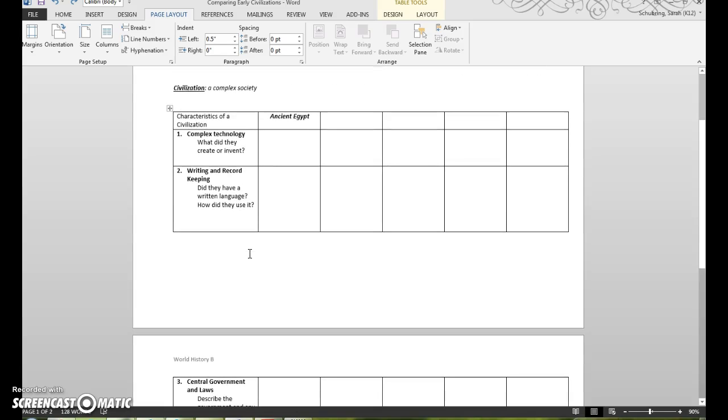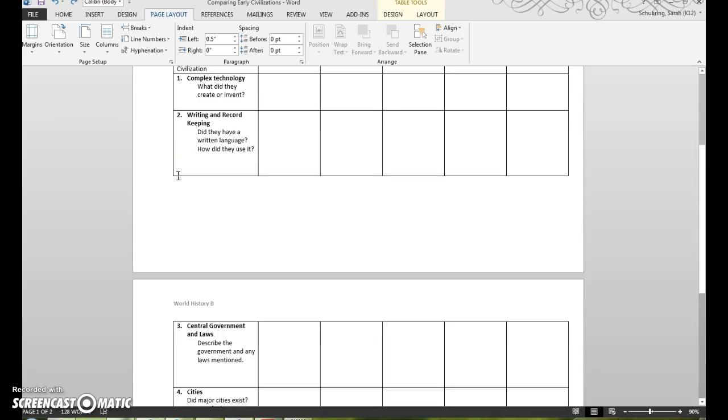The first one says complex technology. What did they create or invent? Now, technology to us is things like computers, but to them it could be examples such as weapons. It could be a new way of doing something. So think about, what did they create or invent?